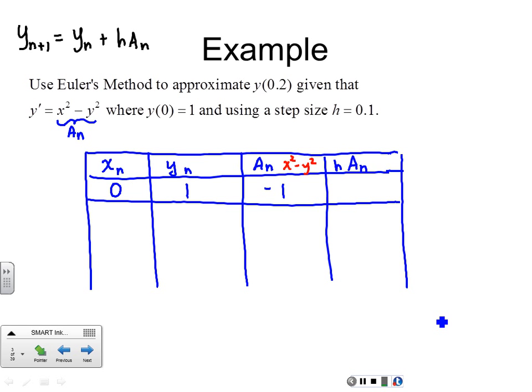Okay. Easy step. Next thing is the step size times a sub n. So what was the step size for us? 0.1. So I want you to do 0.1 times negative 1. Tell me what you get. So you get negative 0.1? Easy arithmetic, right? Okay? Next step.